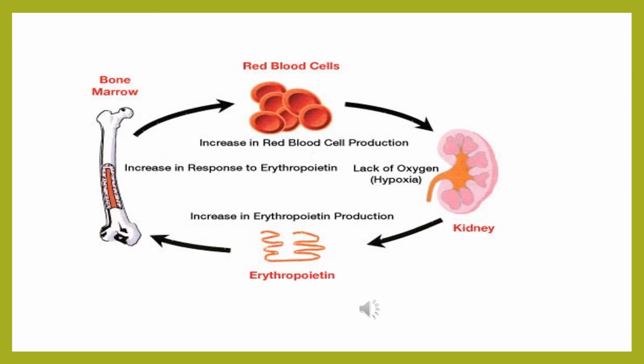So in that condition, the cells of the kidney start producing a hormone. The name of the hormone is erythropoietin, which stimulates the cells of the bone marrow cavity to produce a greater number of erythrocytes by the process of erythropoiesis. And as erythropoiesis occurs, the number of RBC will definitely increase, and that increased RBC will carry a sufficient amount of oxygen towards the kidney.